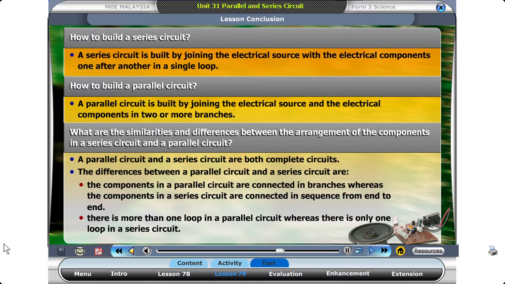The differences between a parallel circuit and a series circuit are: the components in a parallel circuit are joined in branches, whereas the components in a series circuit are joined in sequence from end to end. There is more than one loop in a parallel circuit, whereas there is only one loop in a series circuit.